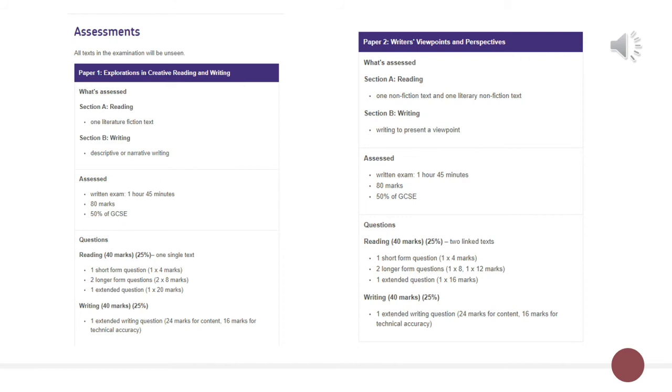There are questions about these texts which come in the form of one short form question, which is worth 4 marks, 2 longer form questions, one worth 8 marks and one worth 12 marks, and one extended question of 16 marks. There is then a writing section where there is an extended piece of writing that needs to be done. 24 marks again are awarded for content and 16 marks are awarded for technical accuracy.